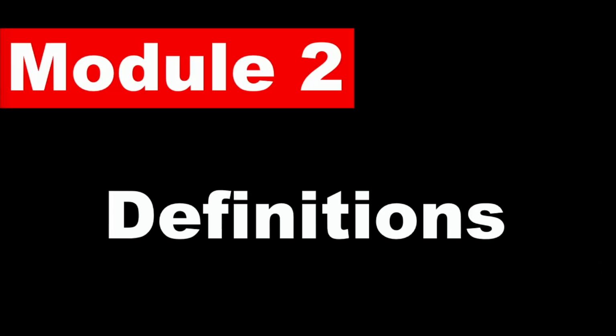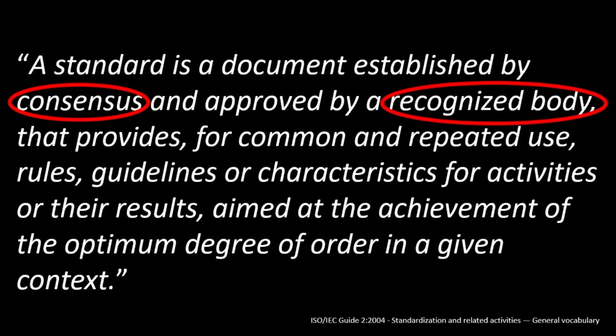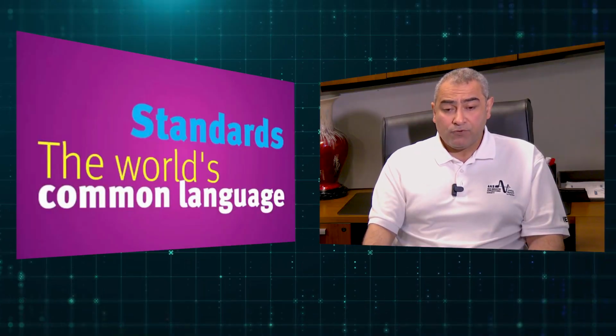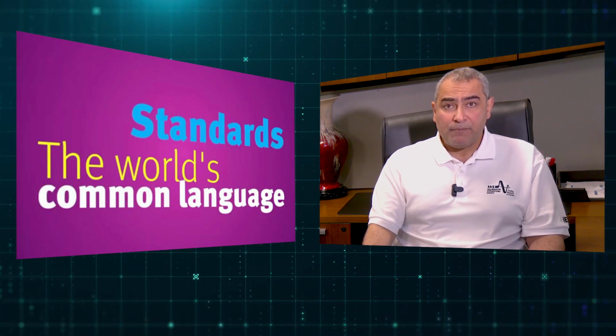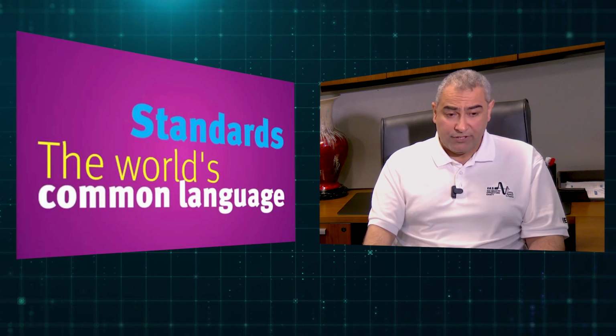Let's start. Module 2, Definitions. A standard is a document established by consensus and approved by a recognized body that provides for common and repeated use, rules, guidelines, or characteristics for activities or their results, aimed at the achievement of the optimum degree of order in a given context. In short, we can think of standards as the world's common language. It's our way to share our collective wisdom, past experiences, and best practices with future generations.